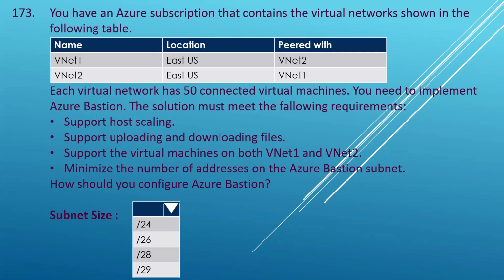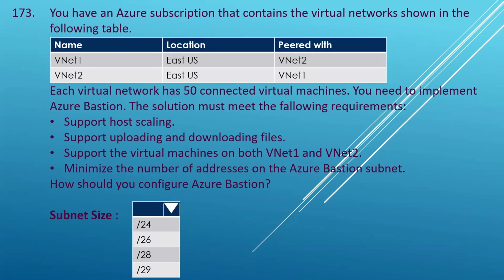You have an Azure subscription that contains the virtual networks shown in the following table. Now you have two virtual networks with the name of VNet1 and VNet2. Both are hosted in East US location, and VNet1 is paired with VNet2 and VNet2 is paired with VNet1. Each virtual network has 50 connected virtual machines.